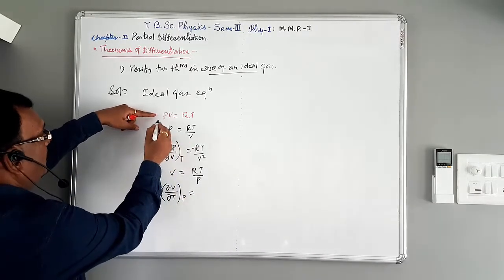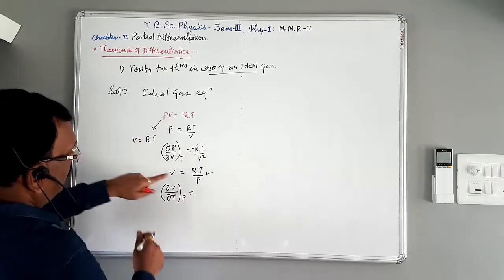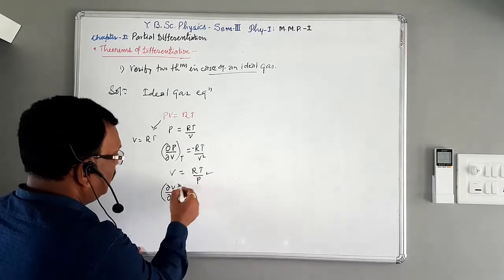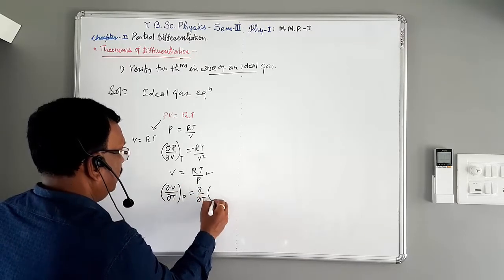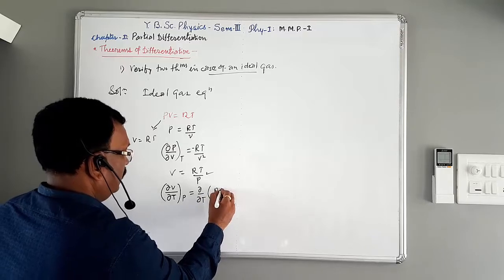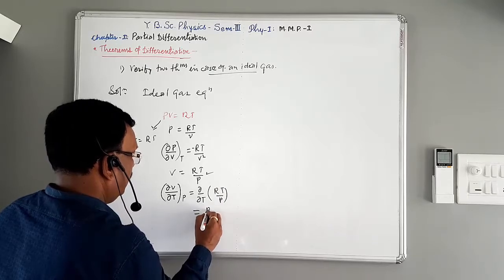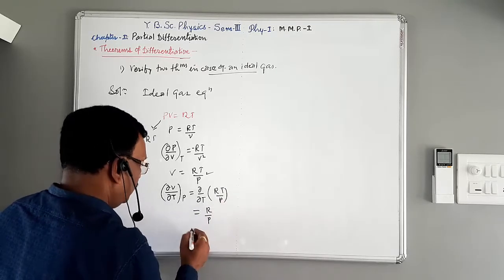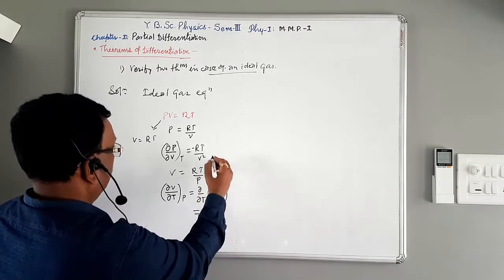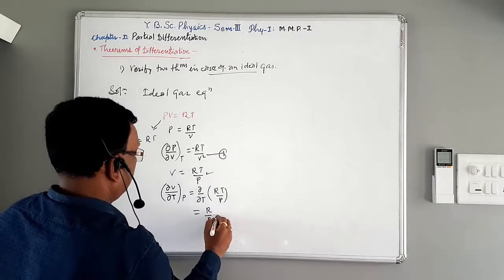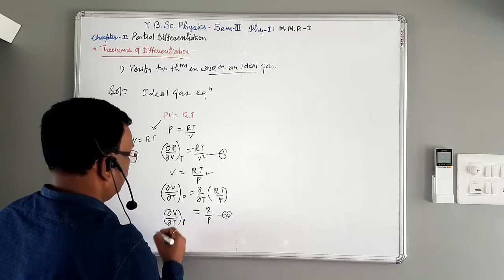From this equation V is equal to RT upon P. Now differentiate this equation with respect to T at constant P. We have del by del T of RT upon P, and we have simply R upon P. Suppose this is equation 1, this is equation 2. This gives the value of del V by del T at constant P.